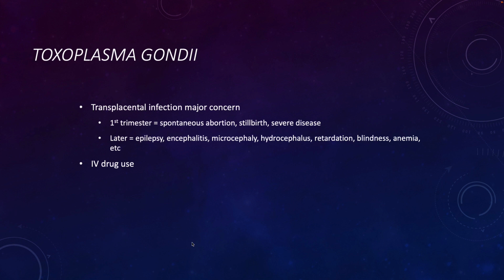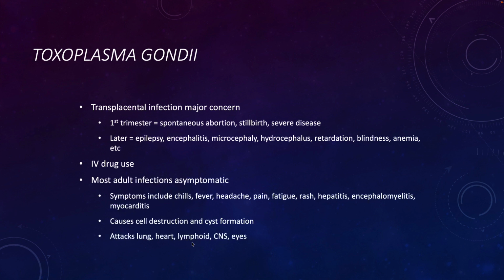It can also be transmitted through IV drug use. So patients who use intravenous drugs and share needles can share Toxoplasma gondii. Most adult infections are asymptomatic. In patients who do experience symptoms, it can be chills, fever, headache, pain, fatigue, rash, liver involvement, encephalomyelitis, myocarditis. What it does is it causes cell destruction and cyst formation, and these cysts will form in organs like the brain. But the parasite can also attack the heart, the lungs, the lymphoid tissue, the central nervous system, and the eyes.